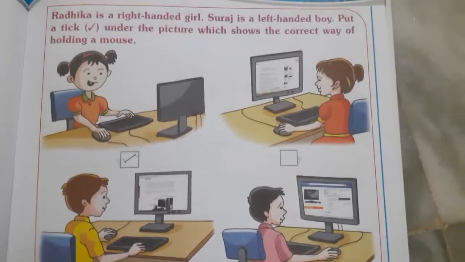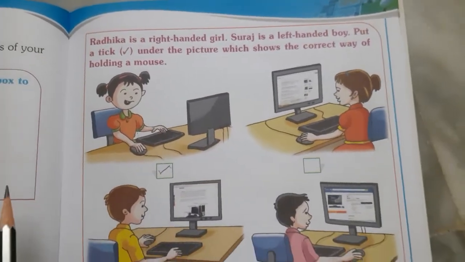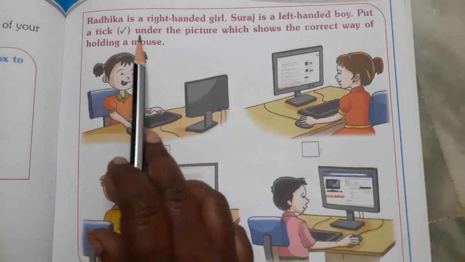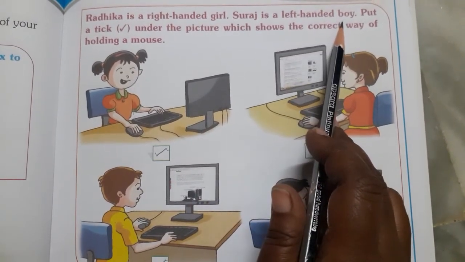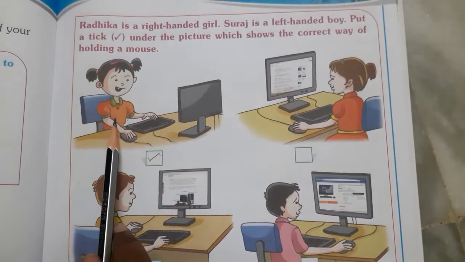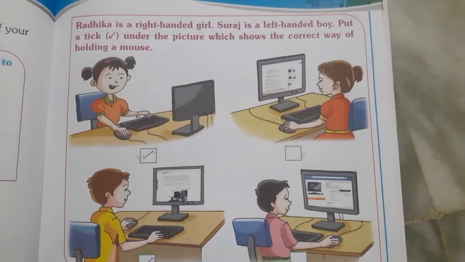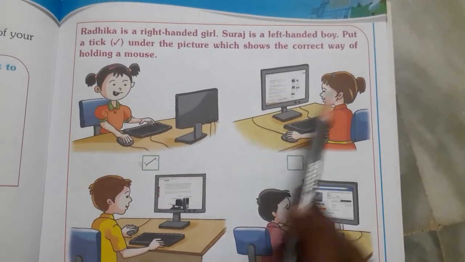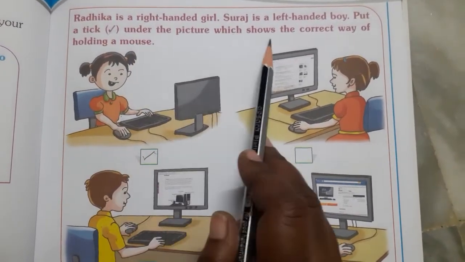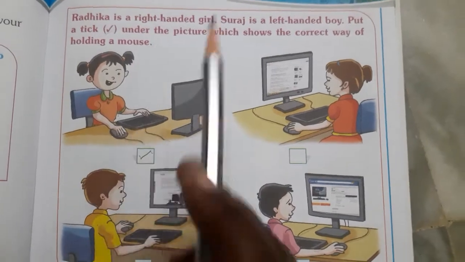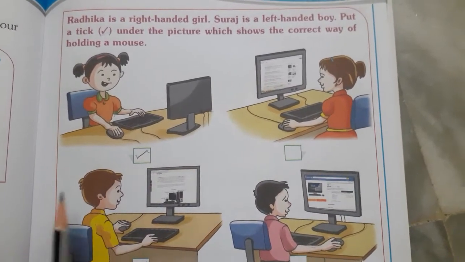Shall we do it? What is that activity? See. Radhika is a right-handed girl. Suraj is a left-handed boy. So she is a right-handed girl. He is a left-handed boy. Okay. Put a tick under the picture which shows the correct way of holding the mouse. So now we have to tick the correct one.